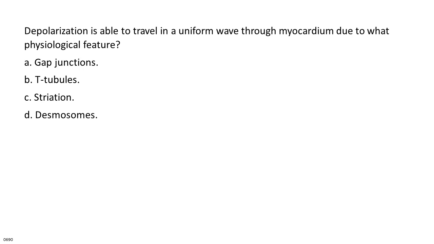Depolarization is able to travel in a uniform wave through myocardium due to what physiological feature? A. Gap junctions. B. T-tubules. C. Striation. D. Desmosomes.